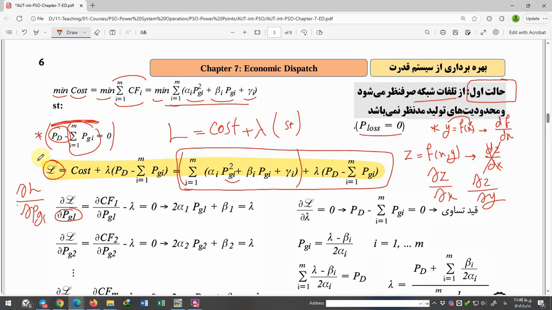You should memorize these equations and its derivative.